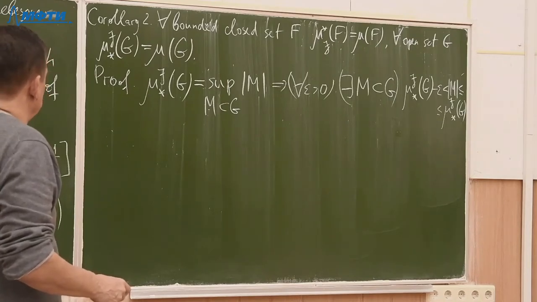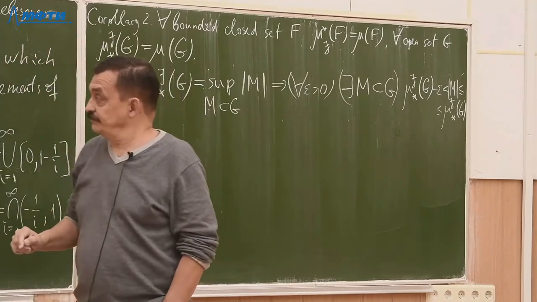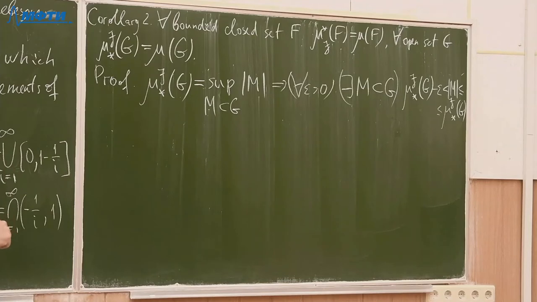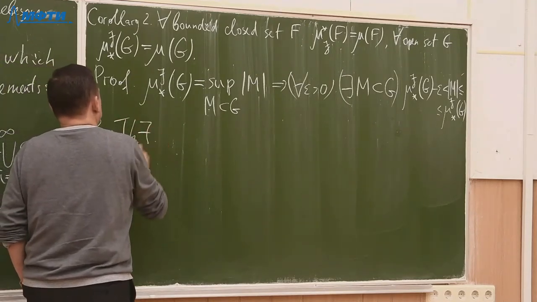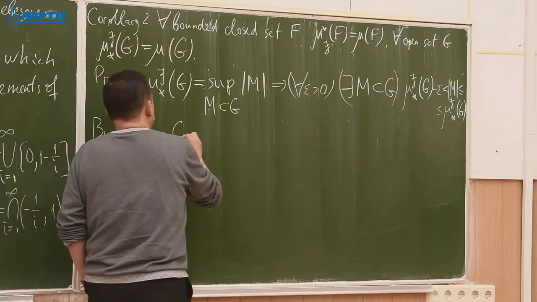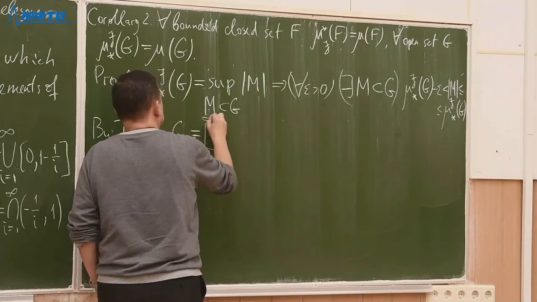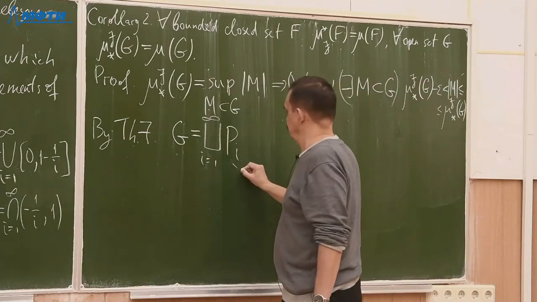Ah, it will be more general. In fact, that is a corollary of our theorem. I'm sorry, a corollary of our theorem. So I can prove it not by the definition but by using our result. So by theorem 7, we can represent G as a disjoint union of infinitely many intervals.